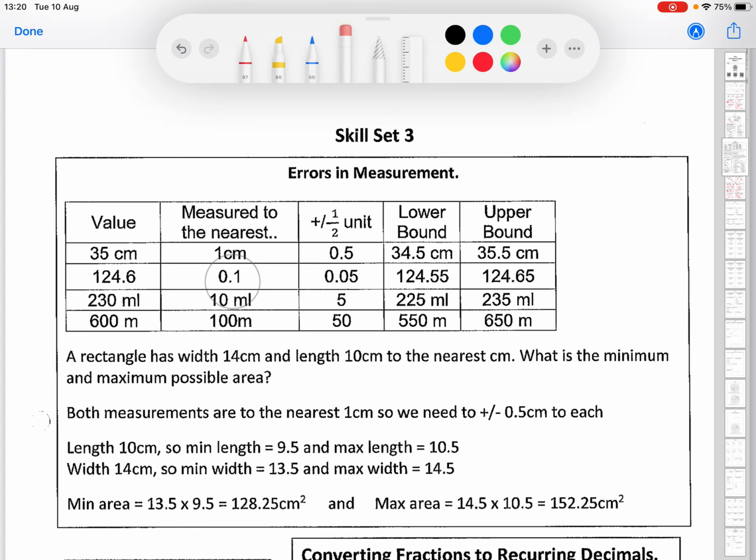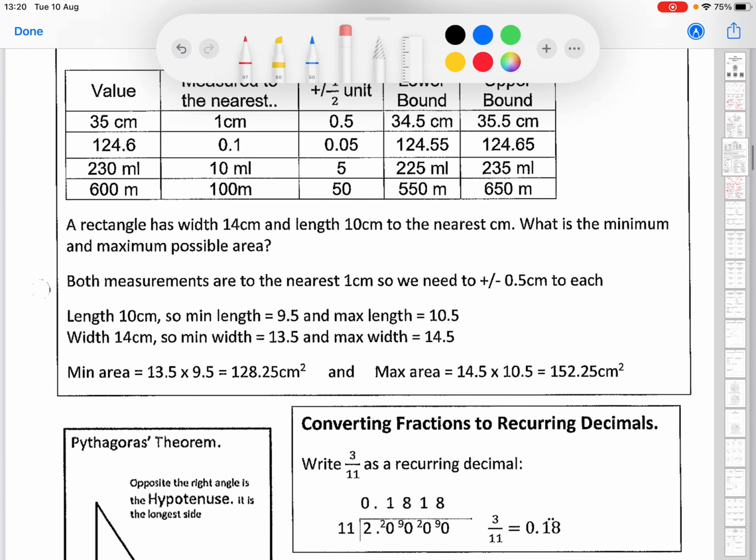So for example, if it's measured to the nearest 0.1, you half that 0.1 to get 0.05. For your lower bound, you take your number and subtract that to get 124.55, and for your upper bound, you add it on. If something's rounded to the nearest 10, we half that to get 5. Lower bound, we take it away; upper bound, we add it on. Last one, if it's 100, half that is 50, lower bound, take it away, upper bound, add it on.